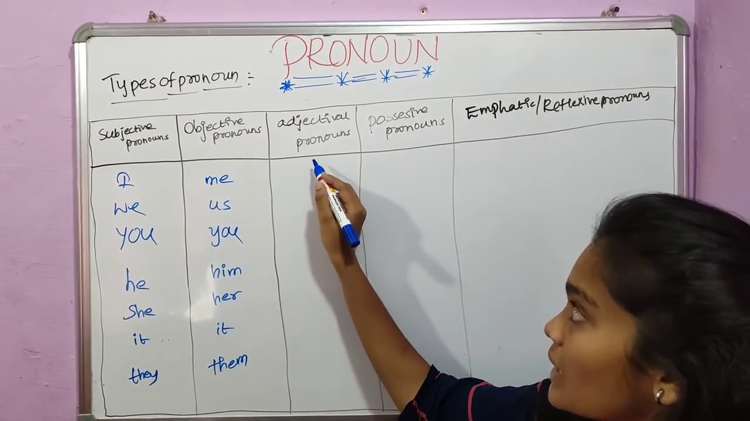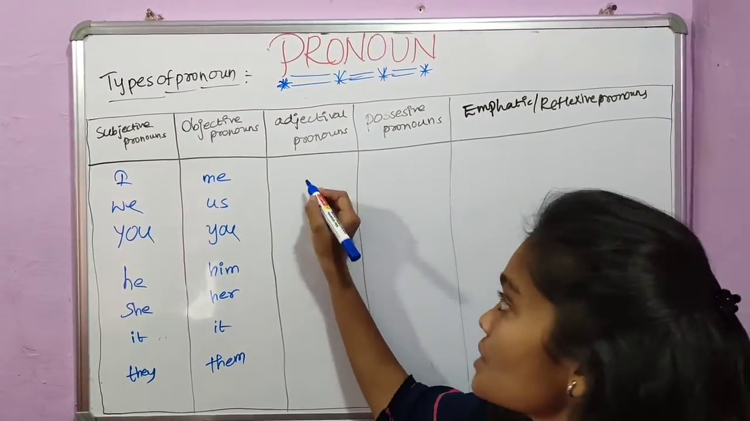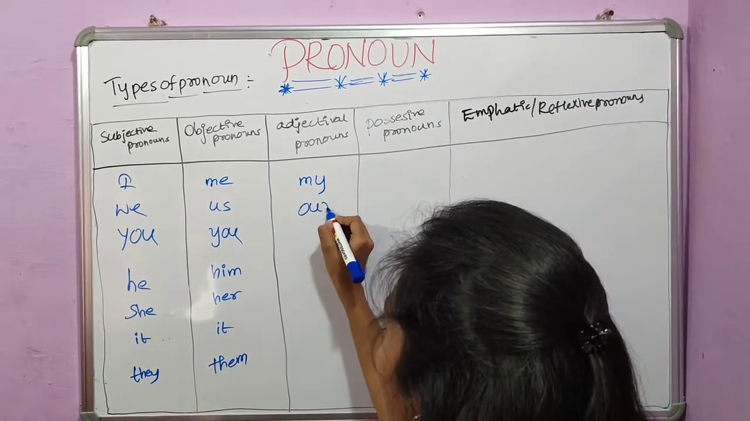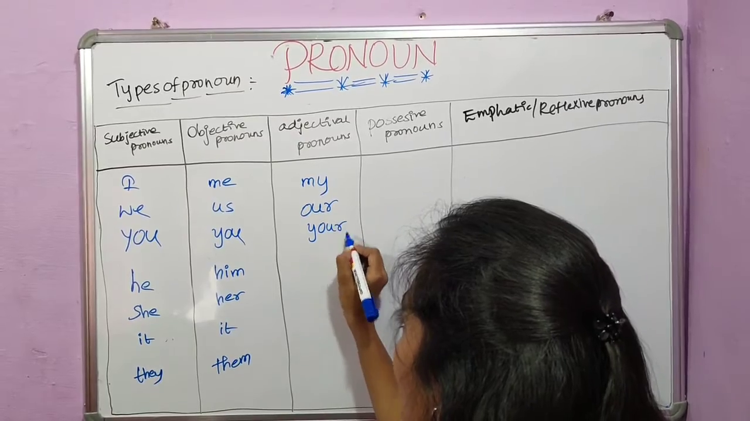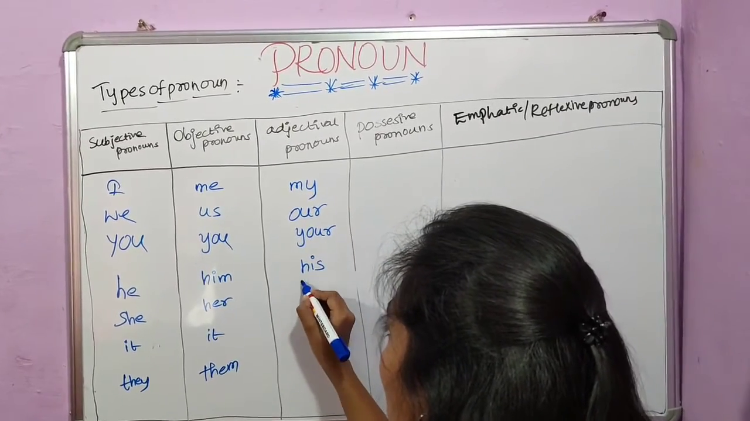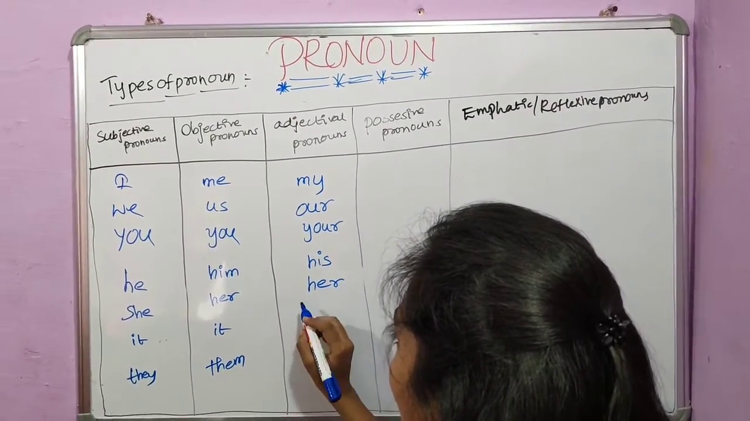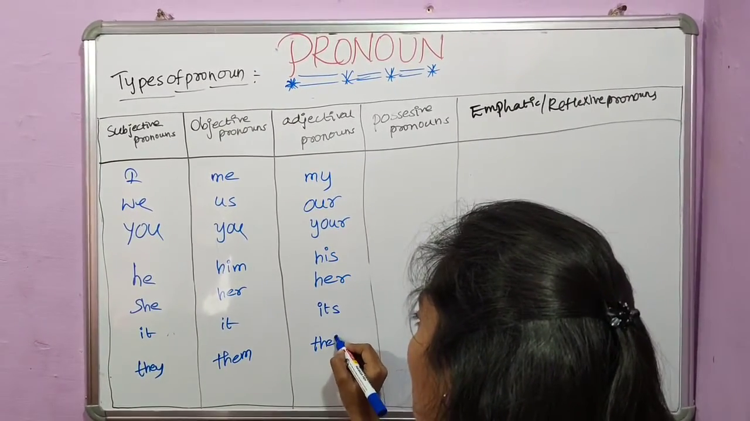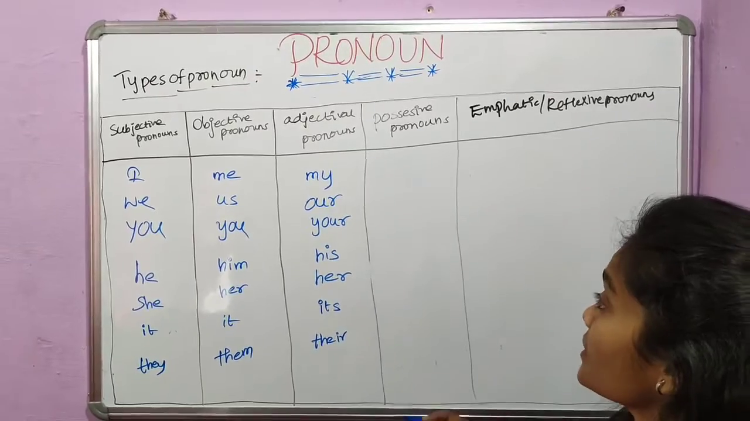Adjectival pronouns are the pronouns that are used as adjectives. My, our, your, his, her, its, their are the adjectival pronouns.